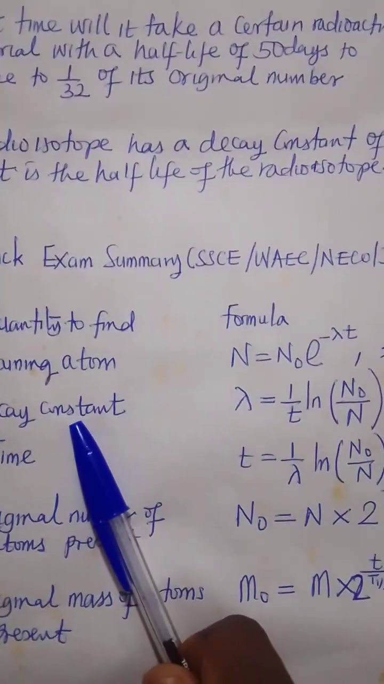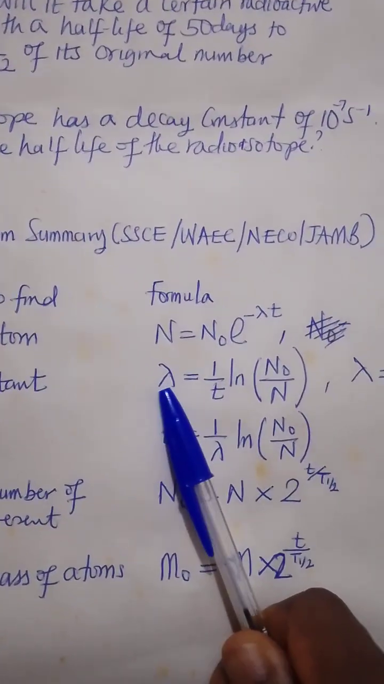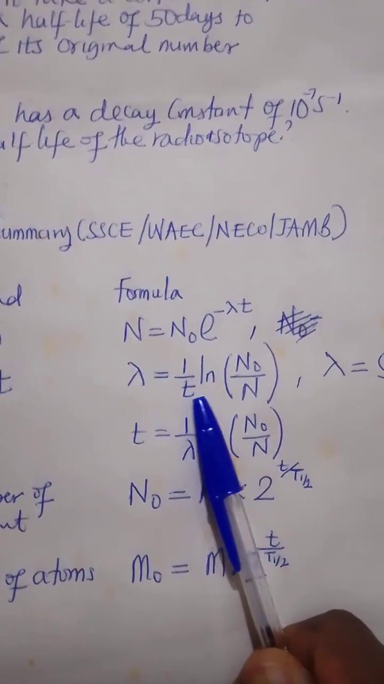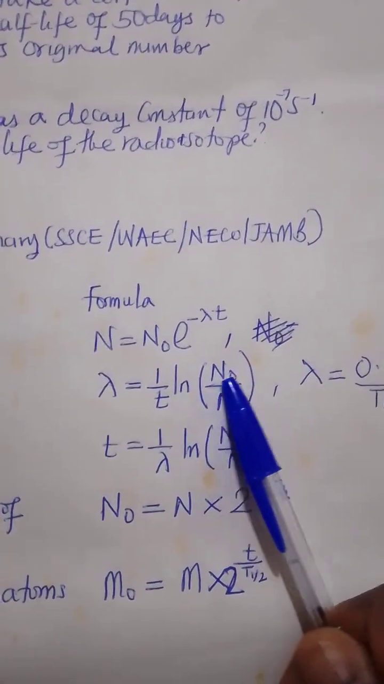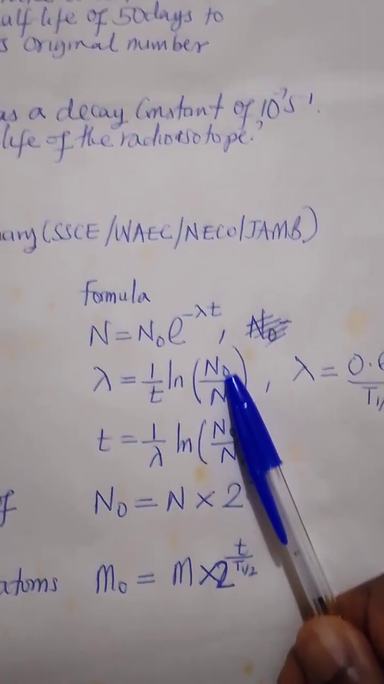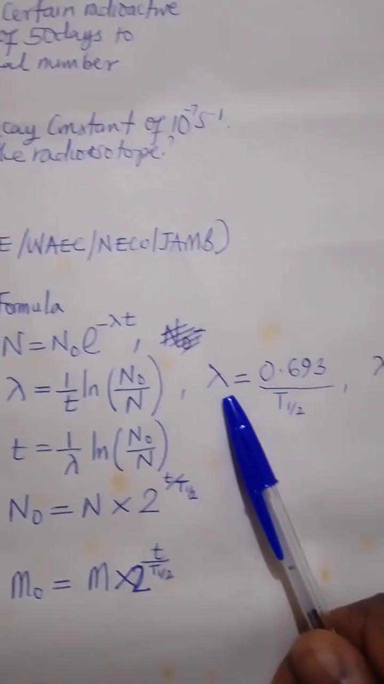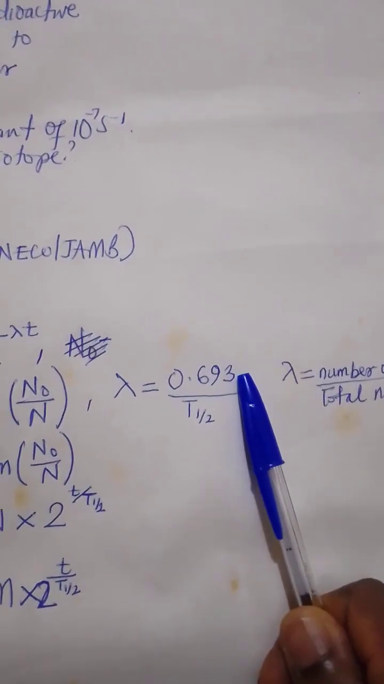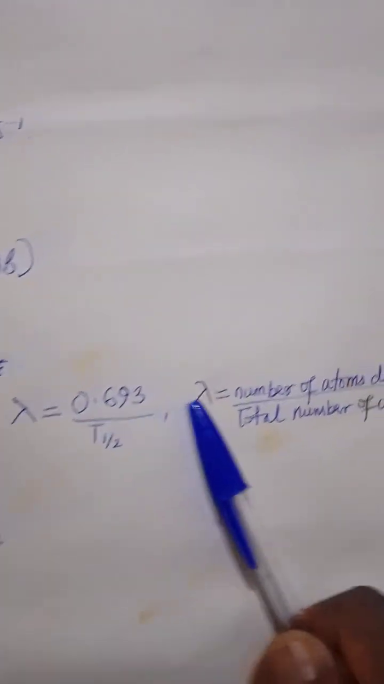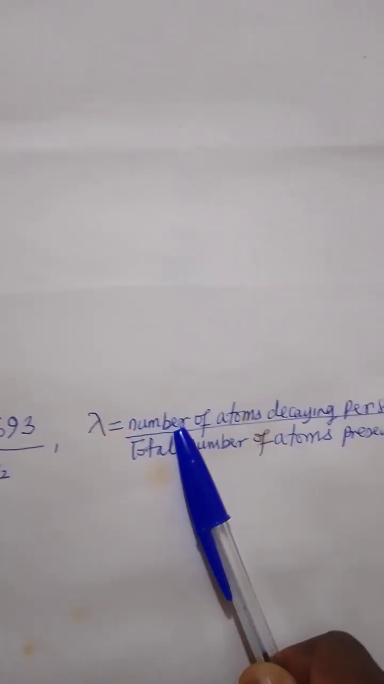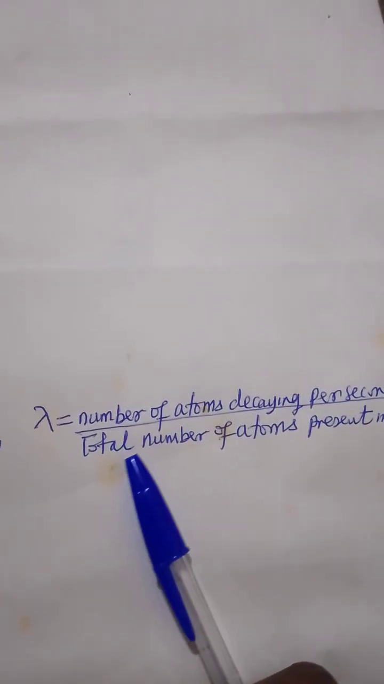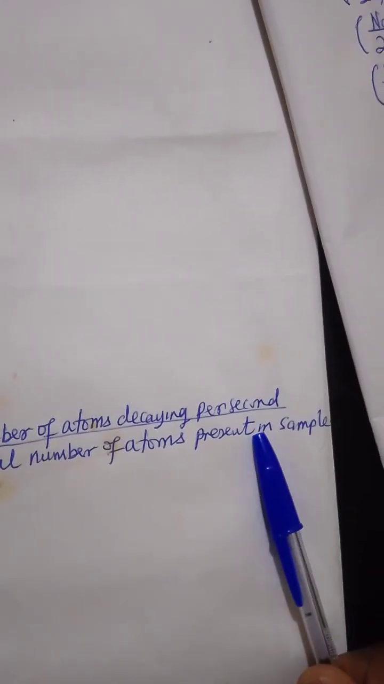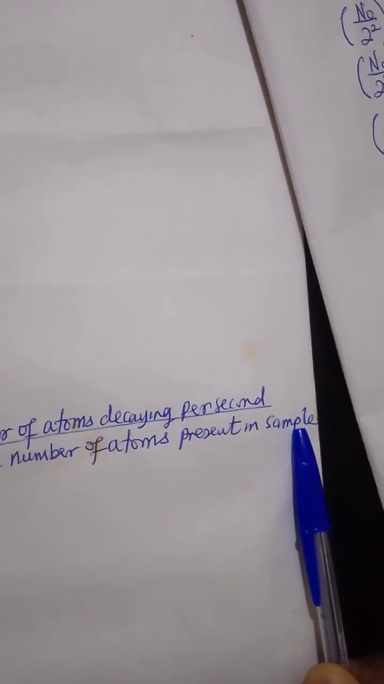Decay constant, that is lambda, is 1 over t, natural log N naught over N, or your decay constant is 0.693 over half-life, or your decay constant is number of atoms decaying, disintegrating per second over total number of atoms present in sample.